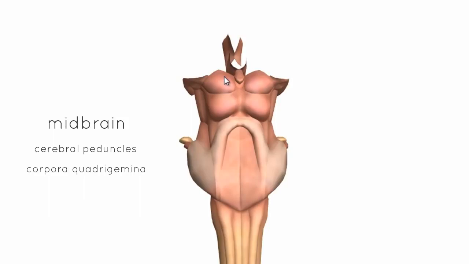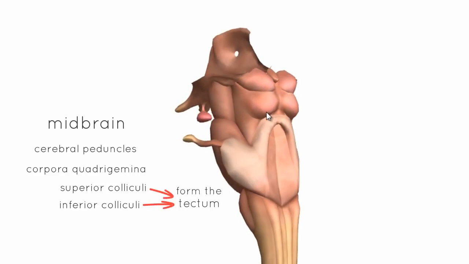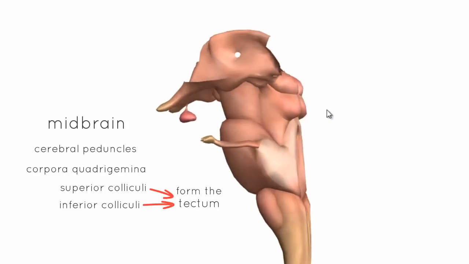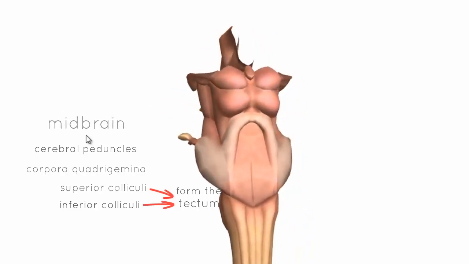This is Latin for quadruplet bodies, because obviously there's four little bumps. The top ones are called superior colliculi, and the bottom two are called inferior colliculi. The word colliculi is Latin for lower hills, because of their appearance. These colliculi sit on the tectum, which is the roof of the midbrain. Tectum means roof in Latin. So these corpora quadrigemina sit on the tectum of the midbrain. So the midbrain is this structure here. You've got the cerebral peduncles, and you've got the tectum with the four colliculi.